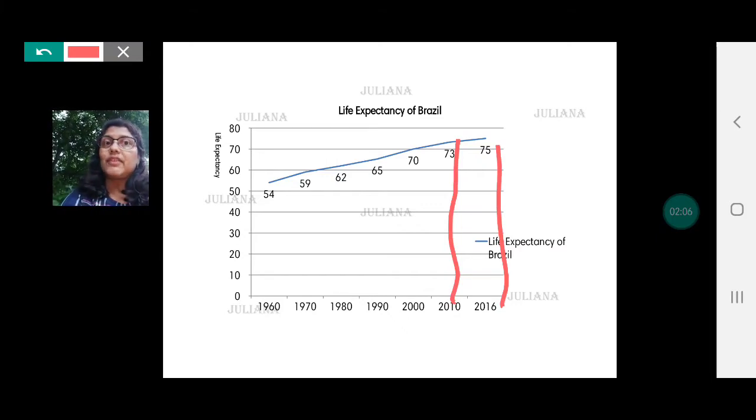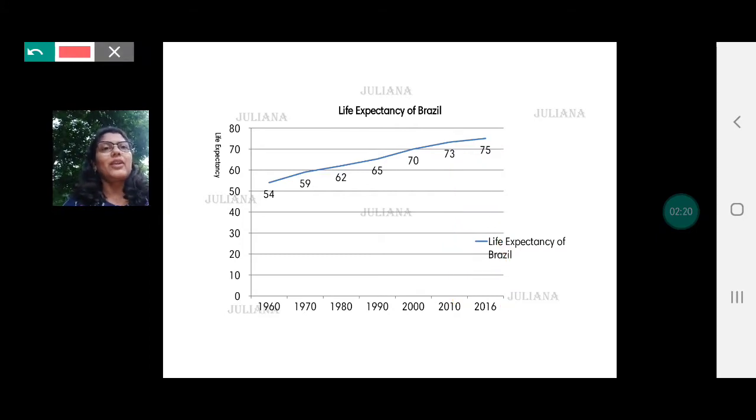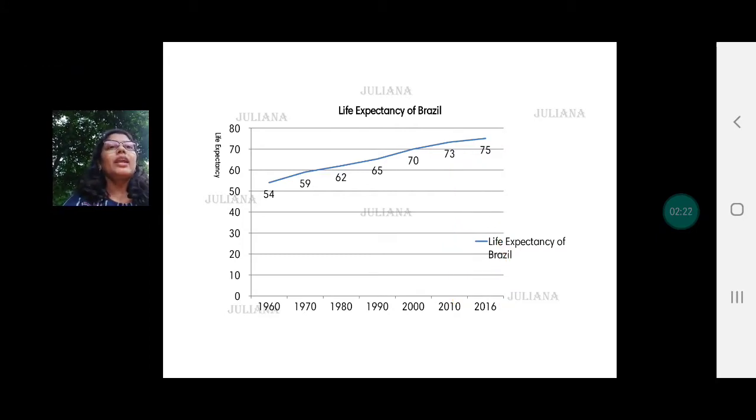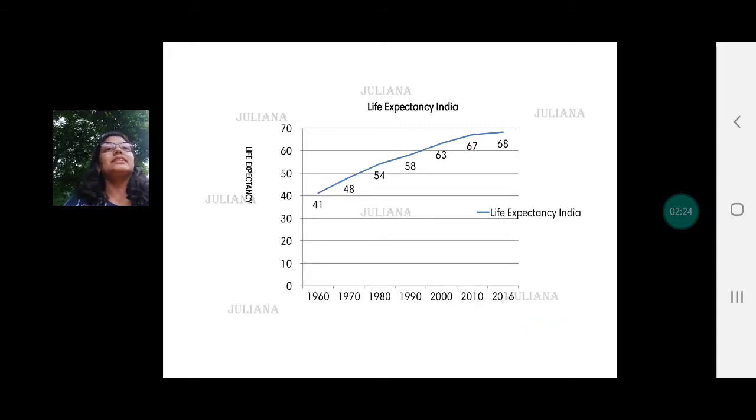So if 75 is the life expectancy in Brazil, any guesses about the life expectancy in India now? Will it be more than Brazil, or more than 75, or will it be less than 75? I hope you are trying to understand. Now we'll check the life expectancy of India.